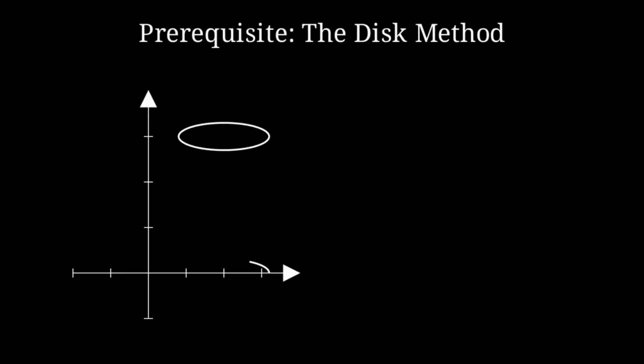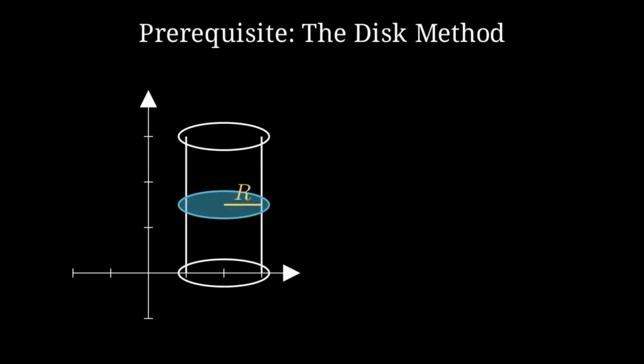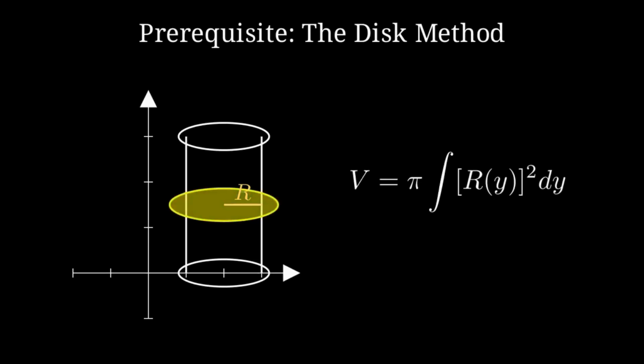Before moving to washers, remember the disk method. It calculates the volume of a solid by summing up thin circular disks. Each disk has a volume of pi times the radius squared times the thickness. The washer method simply builds on this by subtracting a smaller inner disk from a larger outer one.